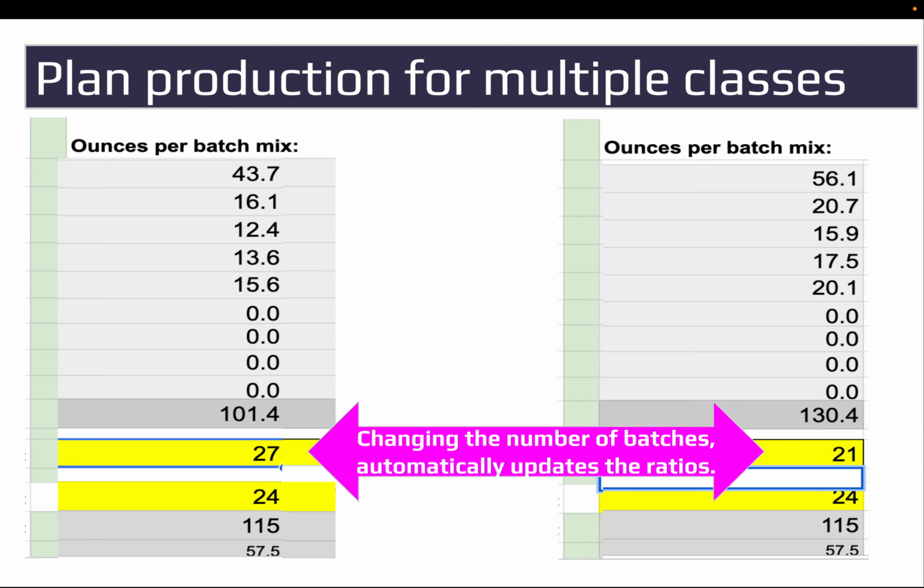For example, if you have 3 classes participating and you want each class to prepare 9 batches, you would enter a total of 27 batches. The spreadsheet will automatically update the ratio of each ingredient, so you will know that each class can take part as the day progresses.